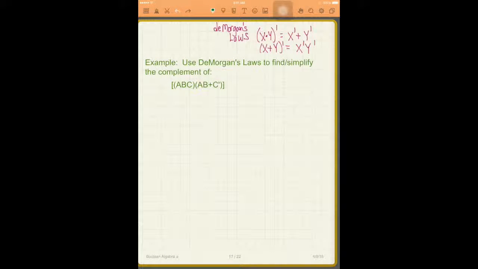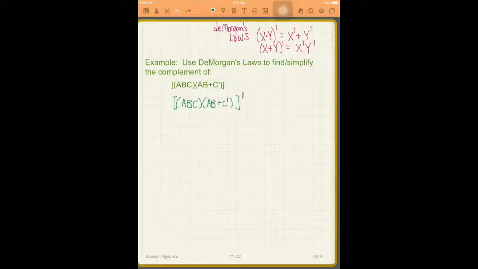In this example, we want to use De Morgan's laws to find or simplify the complement of this given expression. I've written De Morgan's laws up here to remind you. What we want to do is take the complement of this expression. So let me begin by taking my expression, and we are going to complement it.